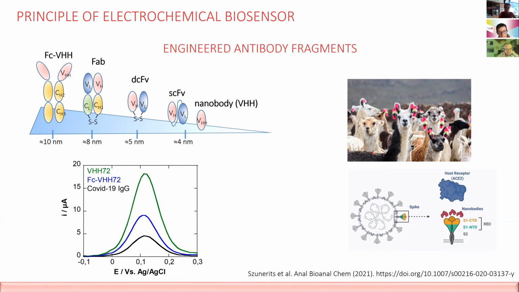If you put a classical IgG on it, you have a very decreased signal. If you put an Fc unit on it, that's the one completely on the left, you get an intermediate signal. But if you go to very small nanobodies, you get a very nice current signal. And because of these nice current signals, you can go to sensing.